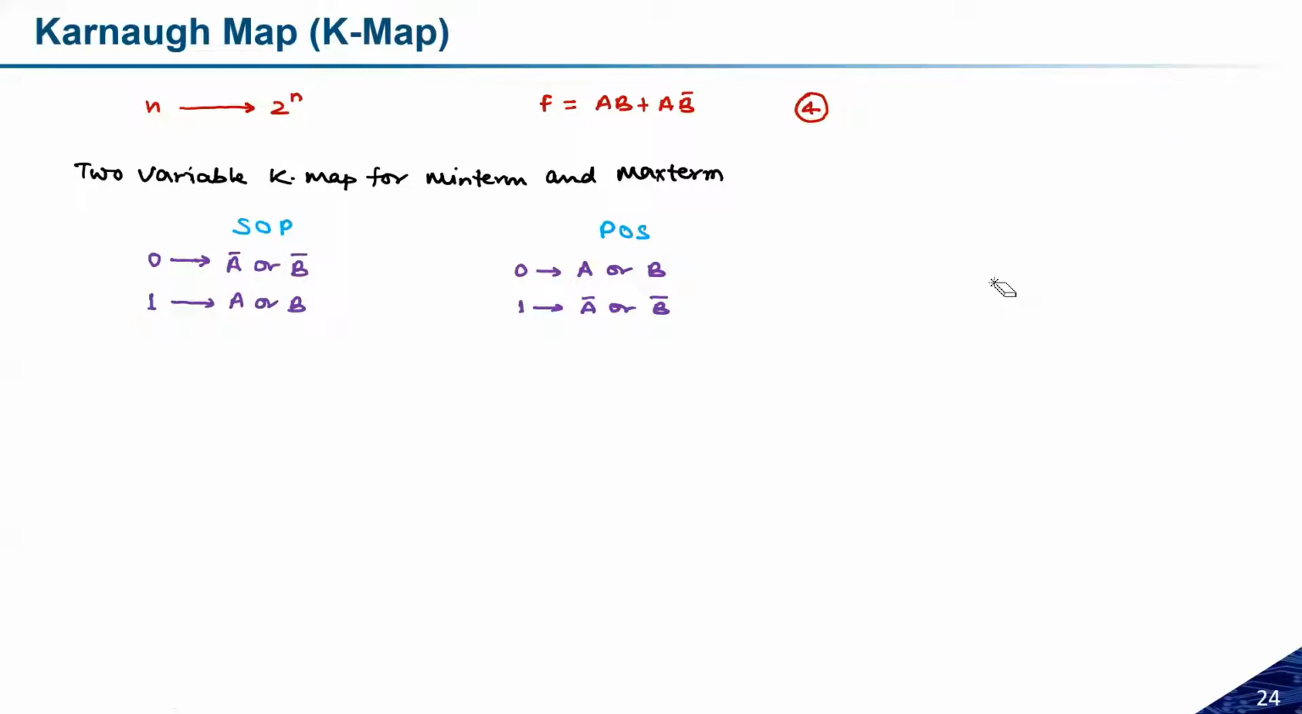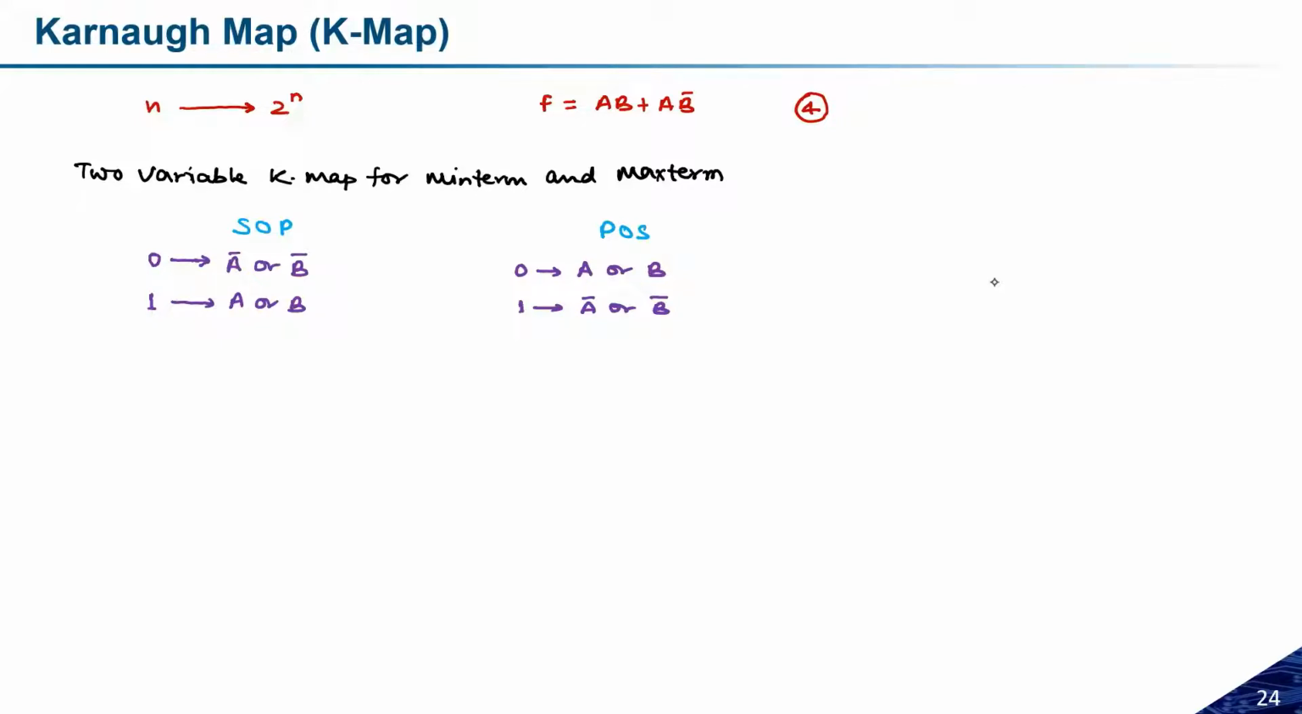Anyone? What is the key point of Gray code? So 0, 1, 3, 2. Yes. In simple words, we can say only one bit changes.